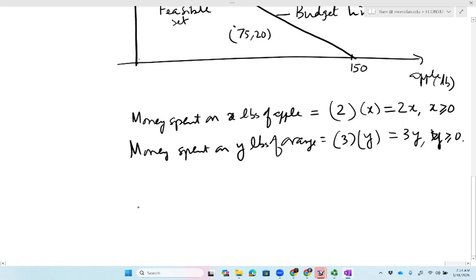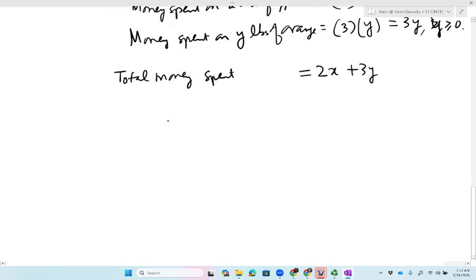Now, if we look at X pounds of apple, Y pounds of orange, the total money spent is the sum 2X plus 3Y. And we know the consumer has a maximum of $300. So the total money spent cannot exceed $300, and this is the budget set.